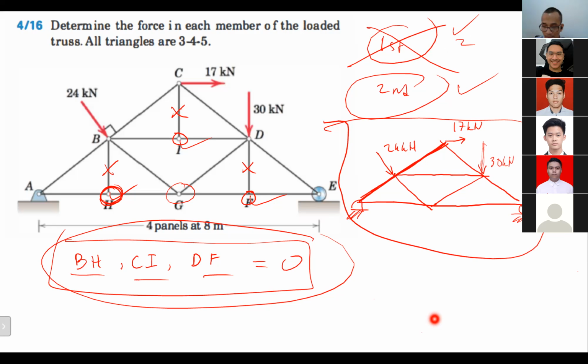Yes, who wants to ask a question? So in future homeworks and in the midterm test, can we just state it like this, or do we still have to show our work? Yes, of course we have to show our work. What you're supposed to do at the beginning is mention the zero force members. Remember, this and this are zero force members because of what? And after that, start the analysis. Okay, sir. Thank you.